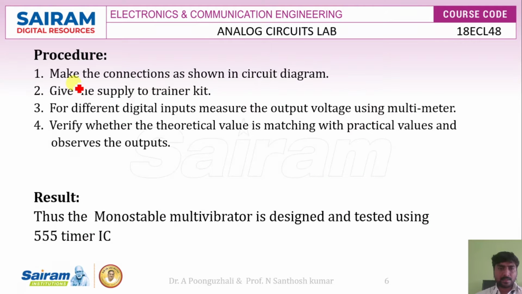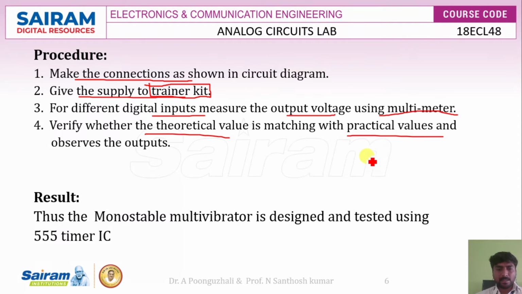For the procedure, first we make the connection as shown in the figure, and then apply the supply from the trainer kit. As I said, you can apply any digital input using a digital device such as a trainer kit, or you can use a mod 16 counter for applying the input to the circuit. For different digital inputs, we have to measure the output, either with a CRO or a multimeter. Once you measure the output, you can compare the theoretical and practical values.